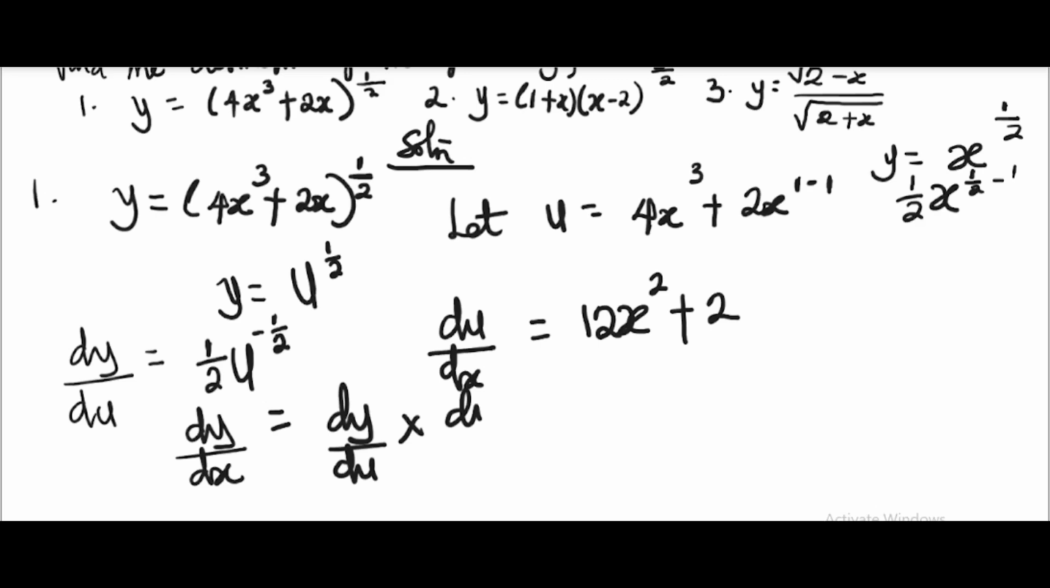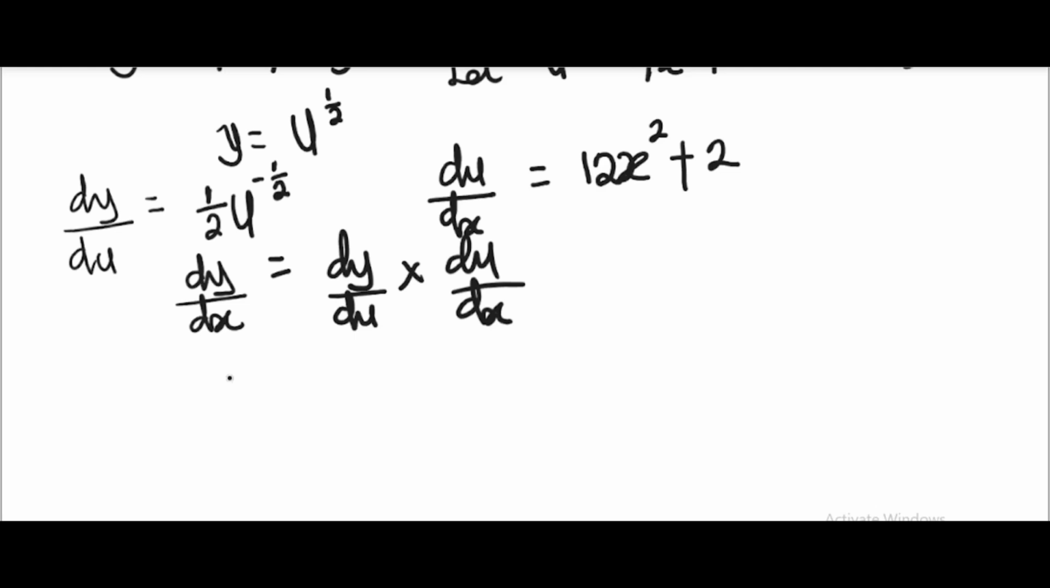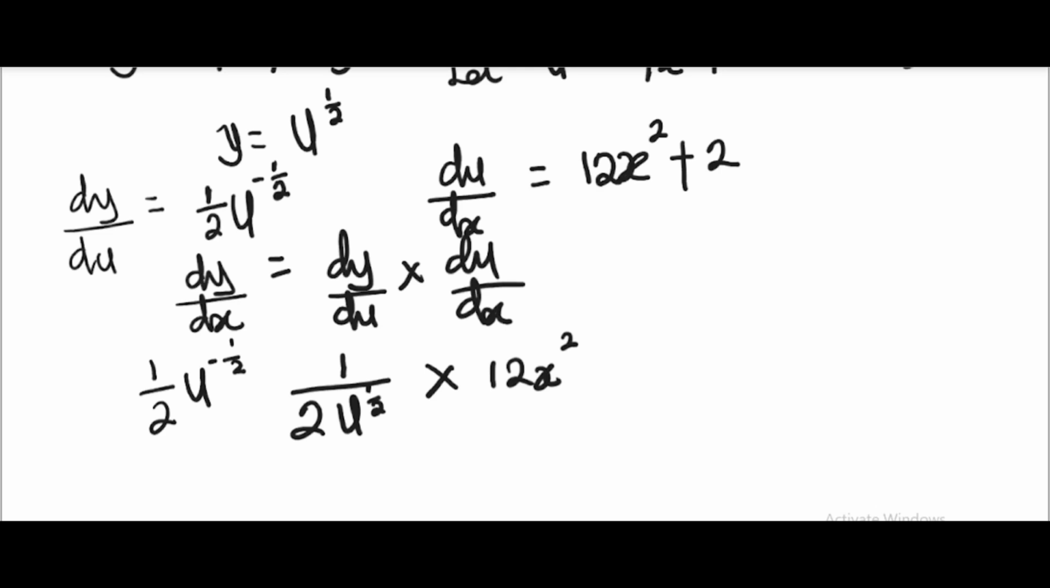So what's my dy/du? My dy/du is half u raised to the power of negative half. I'm applying the law of indices here. I want to write it without having the negative index, so I will have 1 over 2u raised to the power of half, times 12x squared plus 2. Before I substitute my u, let me simplify the expression first.